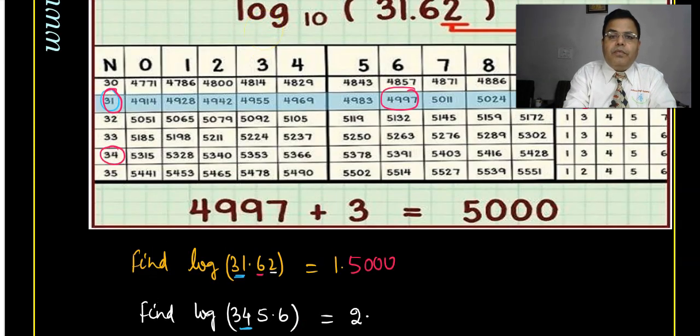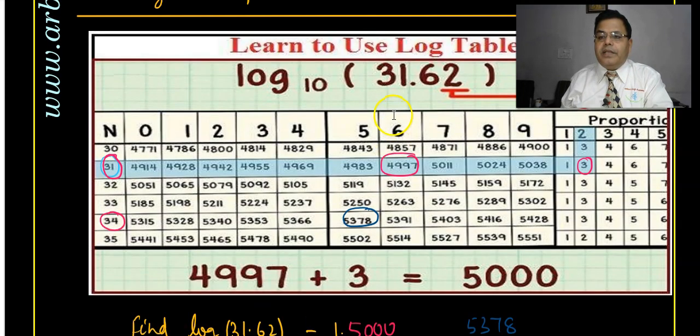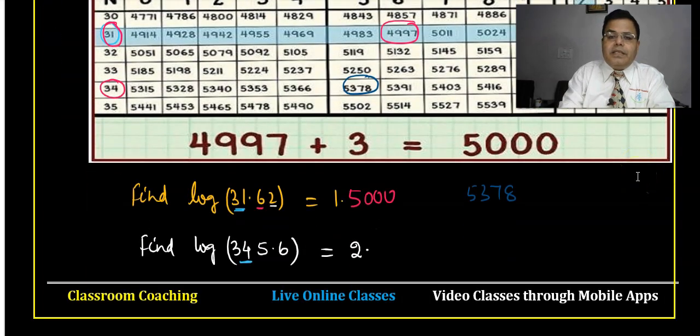So what is the 5th column? In the 5th column, 34 is there, and this is the value 5353. You write 53, and 78 roughly here. Now you have to see the mean difference, 6. In the 6 column, if you look, this is not complete. So here I take just 4, instead of 6, I may write 4.